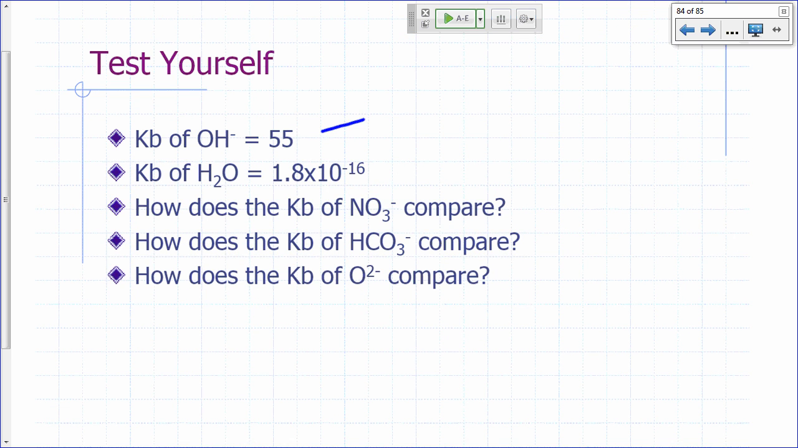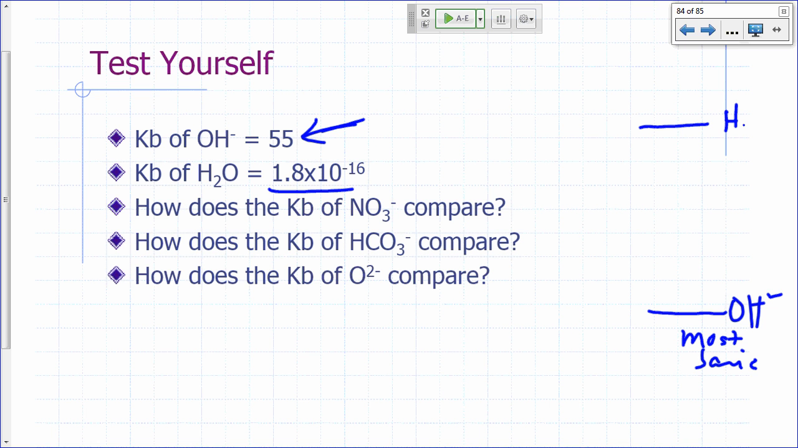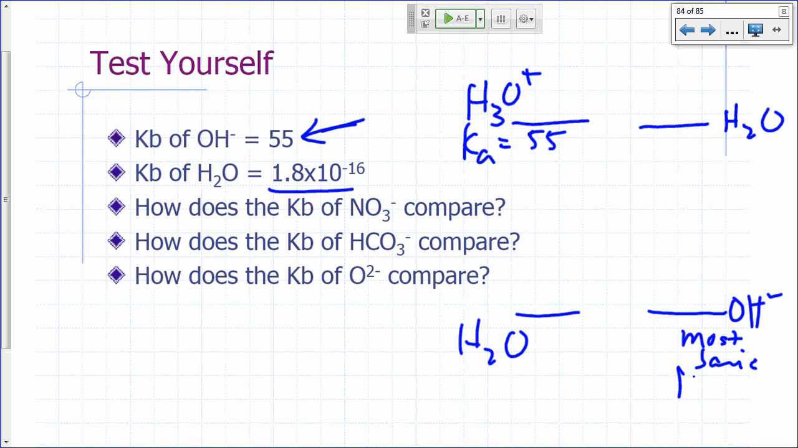Kb of hydroxide, if you recall, is 55. Kb of water is 1.8 times 10 to the negative 6. So let's look at your basicity scale here. The most basic species in water is hydroxide. Kb is 55, so this is the most basic. And the most acidic is H3O plus, and Ka of H3O plus is 55. Conjugate base of H3O plus is H2O. Conjugate of hydroxide is water.